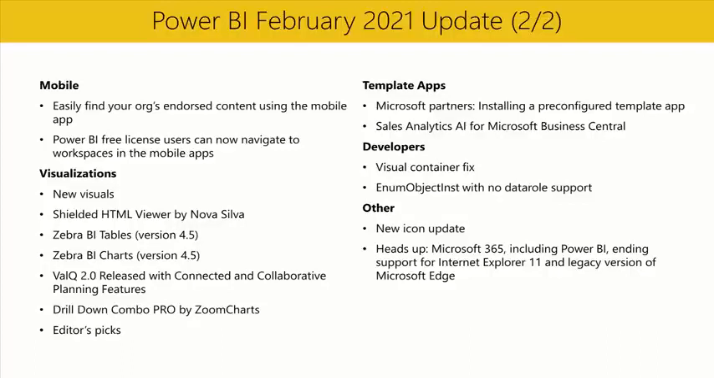Lastly, this month's editor's picks are the Individuals and Moving Range Control Chart by PQ Systems, the Acteris Variance visual by Acteris, the Advanced Pie and Donut Chart by XViz, and the Zebra BI charts by Zebra BI. You can find these editors' picks and all of the other mentioned visuals on AppSource.